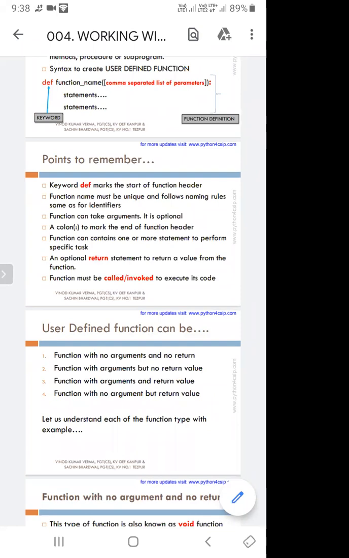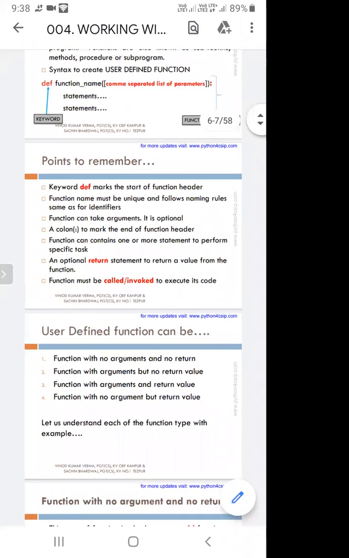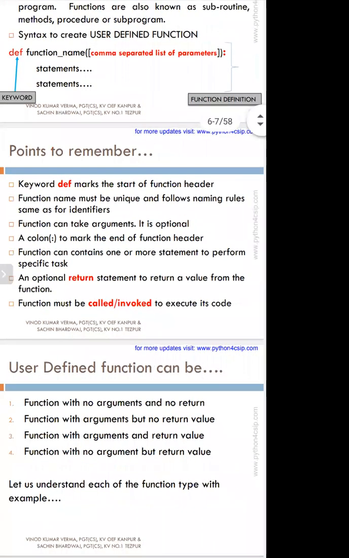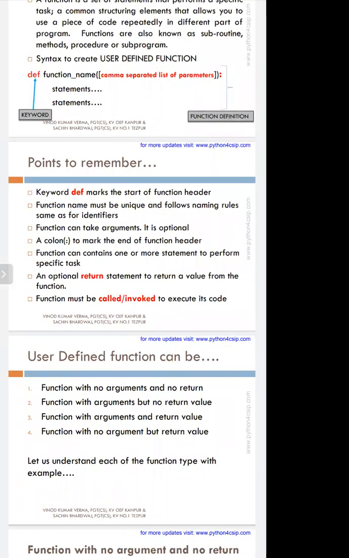So points to remember. You can see this keyword def we should use. def is a keyword to start a function header. Function header means the first line of the function. The function definition's first line is called the function header. The entire line is called the function header. Okay, the function has a unique name. The function name should be unique. For example, if you are using two functions, the names should not clash. Each function name should be unique.